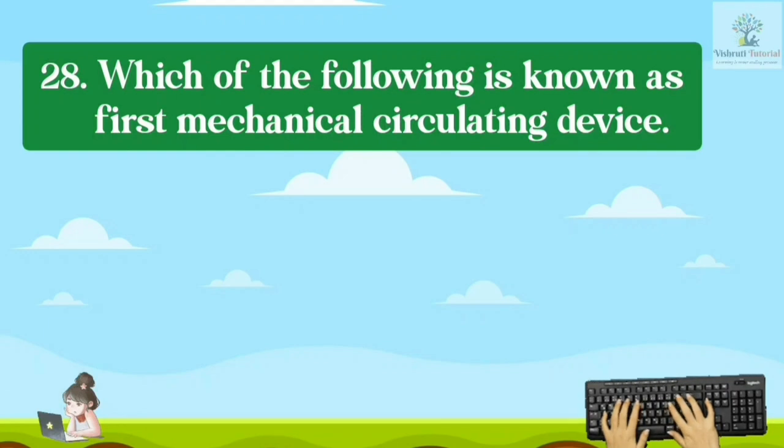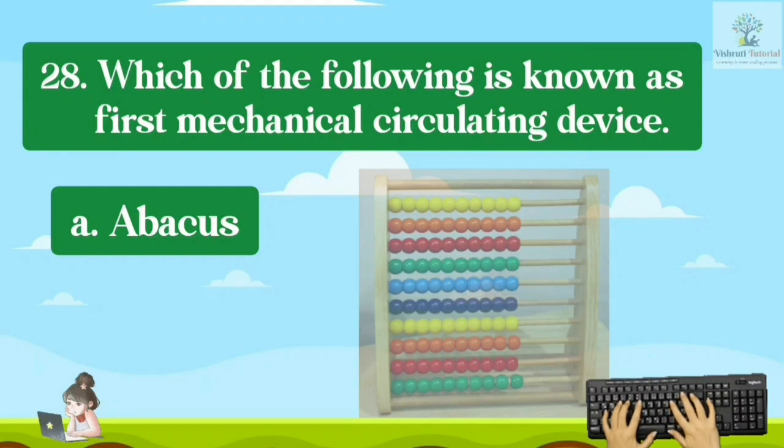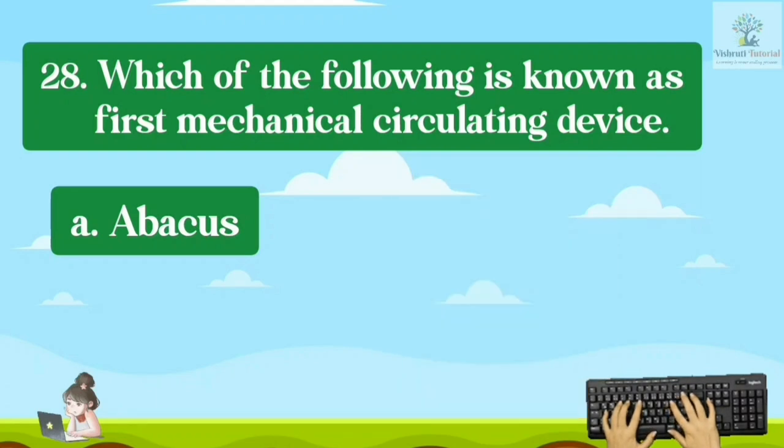Question number 28. Which of the following is known as the first mechanical calculating device? Options: A. Abacus, B. First generation computer, C. Second generation computer, D. None of these. And the correct answer is A. Abacus. Abacus is known as the first mechanical calculating device.